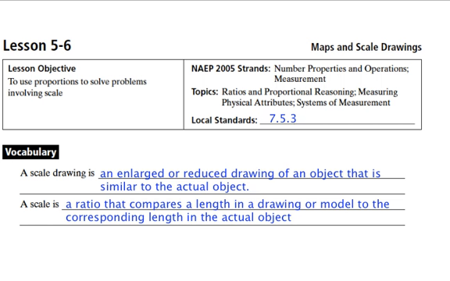A scale is a ratio that compares a length in a drawing or model to the corresponding length in the actual object. We find scales all the time on maps. It will tell you 1 inch equals 100 miles, or 1 centimeter equals 1,000 kilometers. So we have scales on maps. On any kind of scale drawing, you're going to have a scale that shows you what that relationship is between the actual object and the map or drawing.